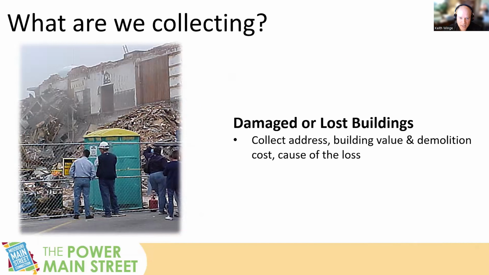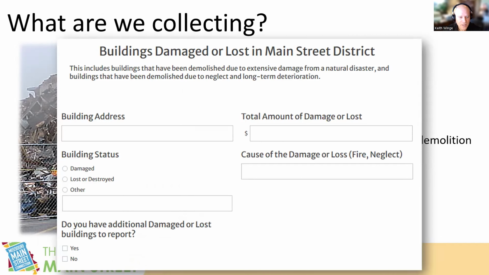Unfortunately, we do also want to collect damaged and lost buildings. We want to know the address, the amount of the damage or the loss, the building status. Was it just damaged or was it totally lost? And then what's the cause of that damage or loss? Was it a fire? Was it a tornado? Was it just neglect and had to come down after that? And then again, do you have any others to report?